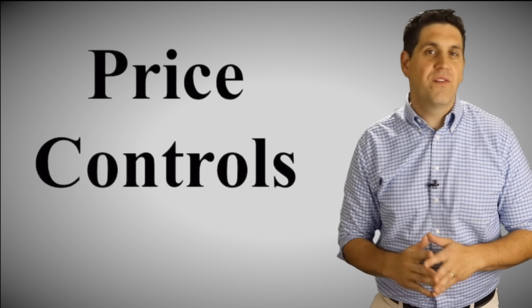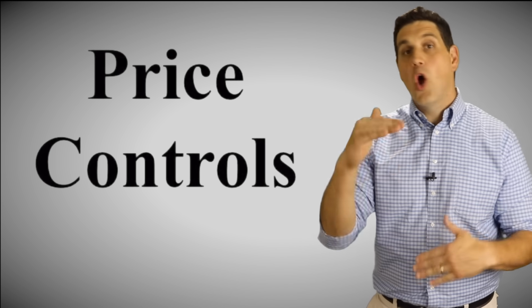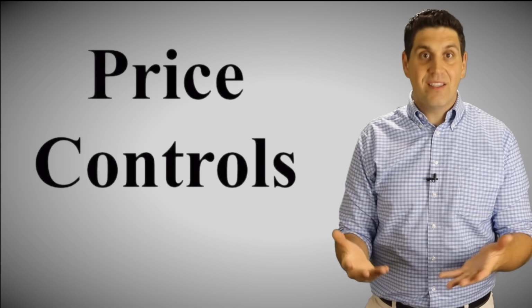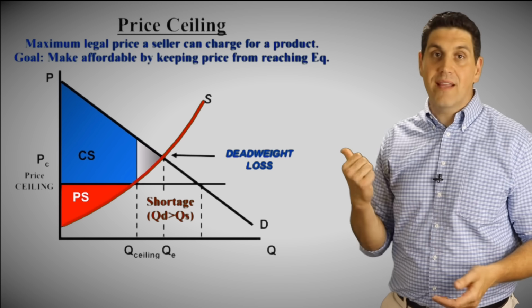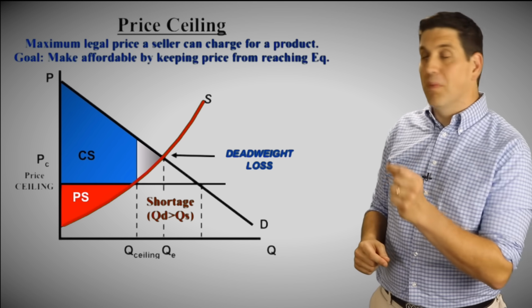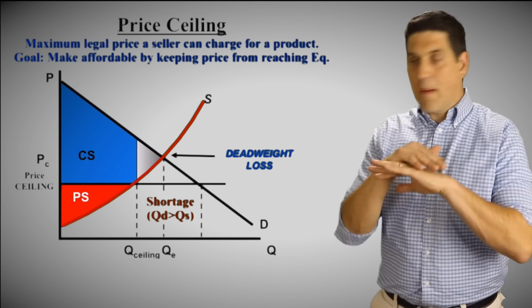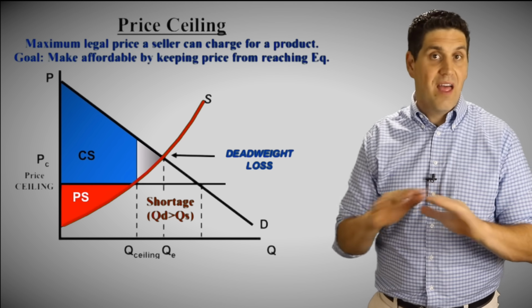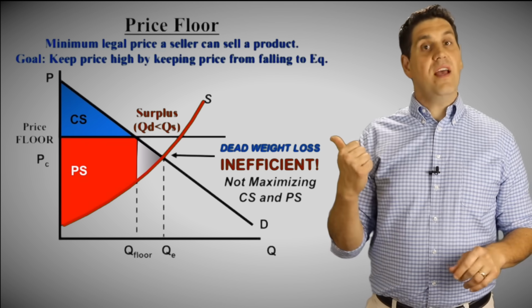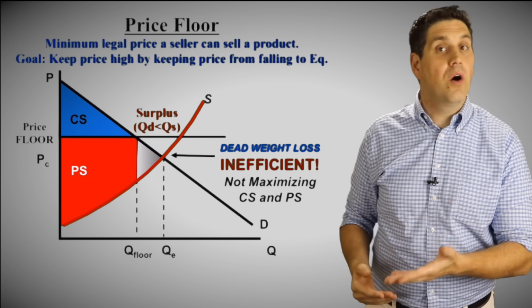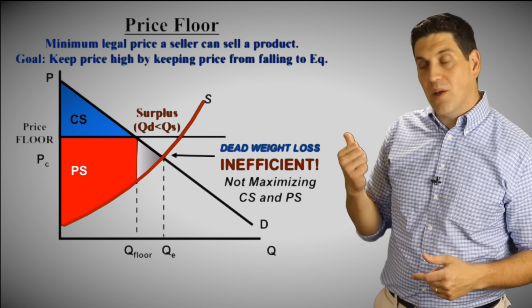Now let's talk about ceilings and floors. When the government comes in and sets prices, when it's not at equilibrium, that's the idea of price controls. A ceiling looks like this. Remember, a ceiling always goes below equilibrium if it's binding. If the question says the ceiling's above equilibrium, just remember nothing's going to change. Price and quantity don't change. A floor looks like this, right? There it is. A floor always goes above equilibrium. So there's a price floor.